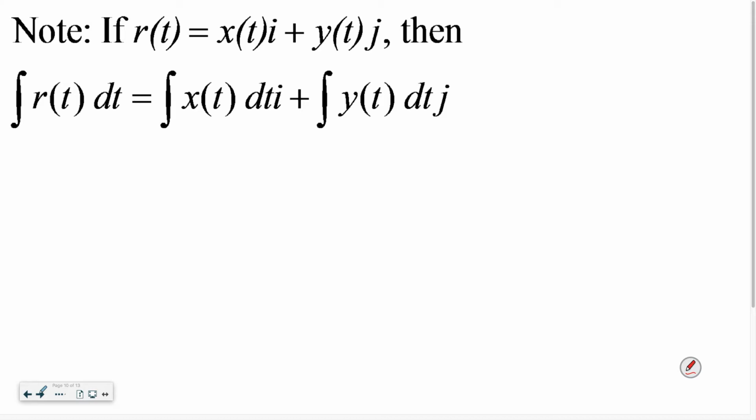Okay, so if I'm going to take the antiderivative of a vector valued function, then we would take the antiderivative of the horizontal component and the antiderivative of the vertical component. I hope you have your bold font ready.